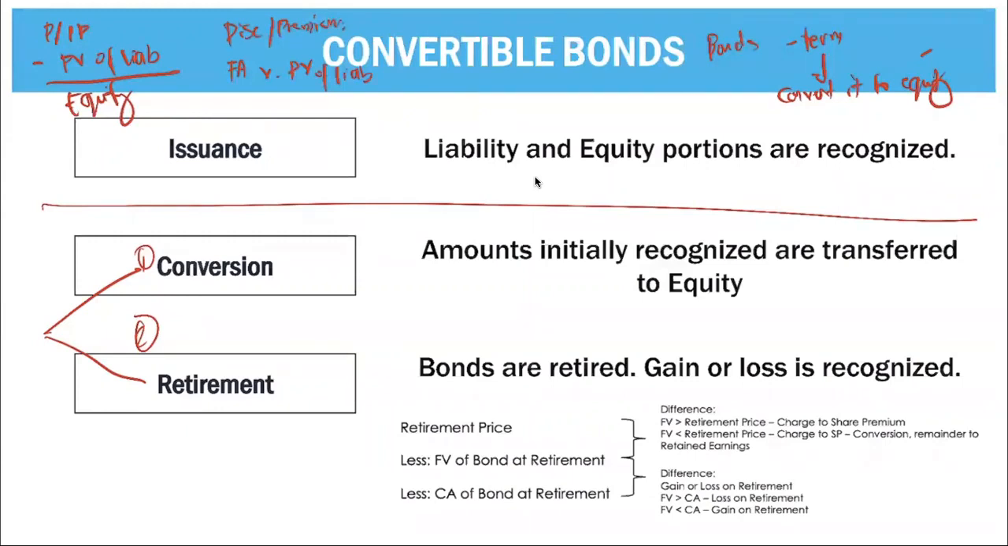So in your issuance, what are the items that you will recognize? Of course, your liability together with its discount and premium. And aside from that, you recognize your equity. Sir, what do we call the equity component in a convertible bond? The equity component in a convertible bond is known as share premium conversion. Again, on your issuance, you recognize the liability together with its discount and premium, and aside from that, you recognize the equity, that is your share premium conversion.